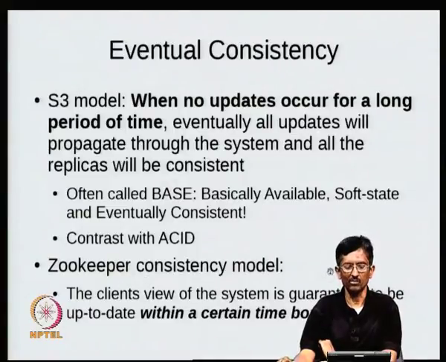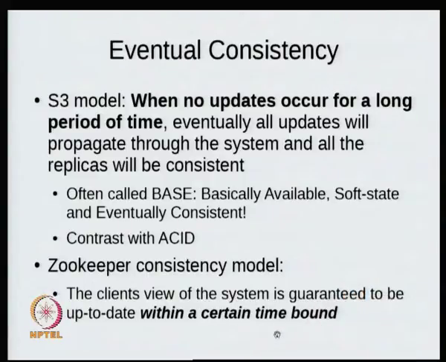Zookeeper also says something similar. The client view of the system is guaranteed to be up to date within a certain time bound. So, for example, in the Zookeeper model, you might keep information about which machines are up, which machines are down. Now, it's possible that within that time bound, if you wait long enough, then it will all be consistent. But if it is much before that, it may be that some machine is thought to be alive when it is dead, and vice versa. It's possible.